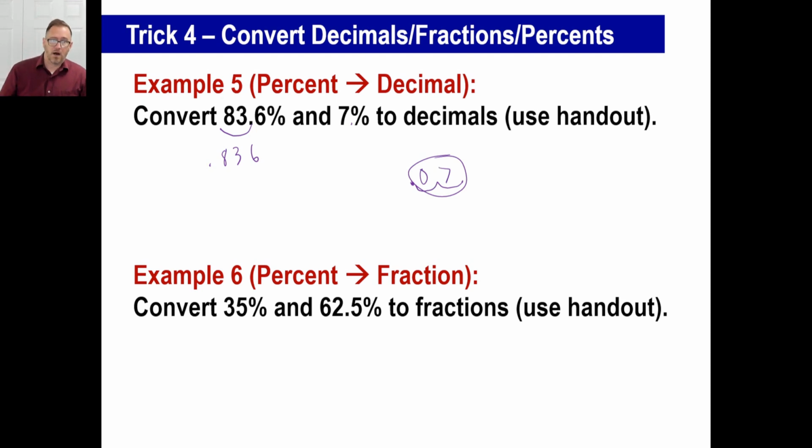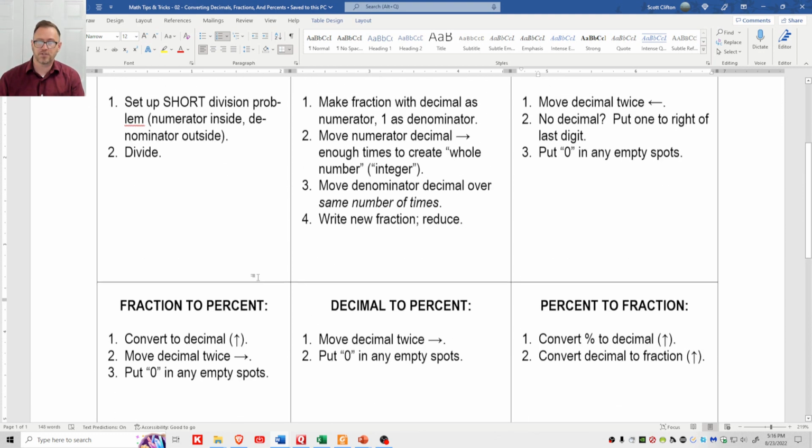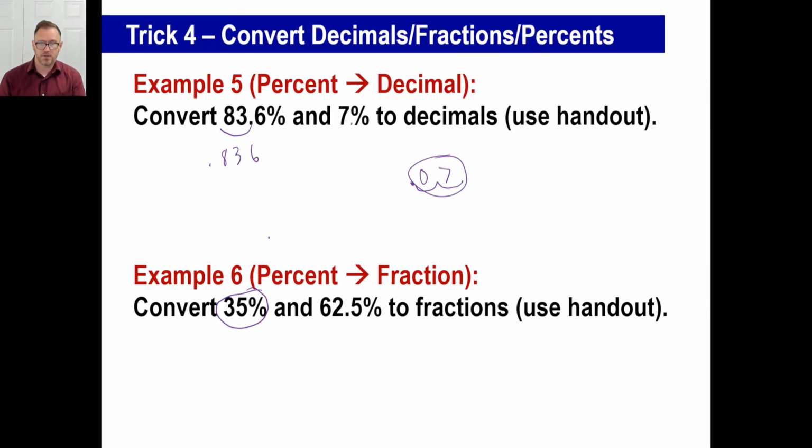Okay. All right. 35% and 62.5% to fractions. Let's try this one first. A percent to a fraction. Well, look at your handout. All right. A percent to a fraction, bottom right, convert it to a decimal, which means you move it over twice. So the decimal will be 0.35.